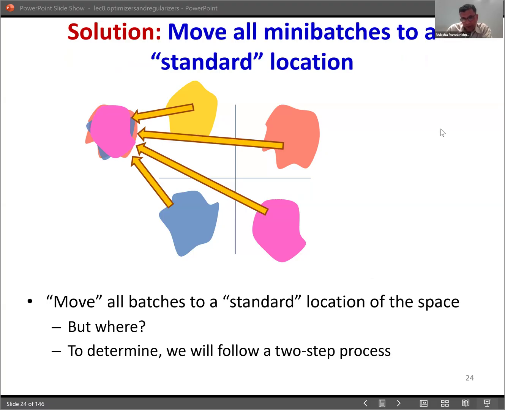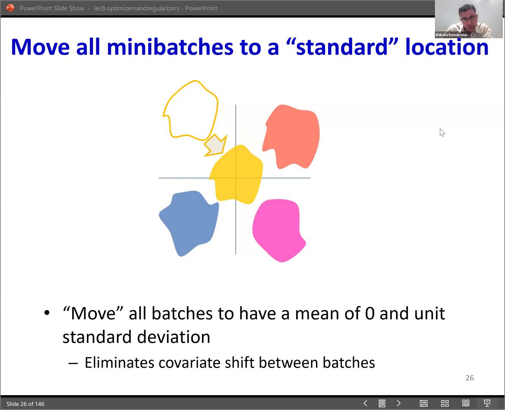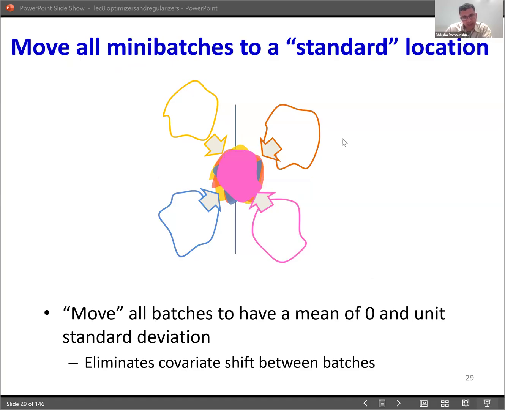So we're going to follow a two-step process. First, we're going to move every mini batch to the center of the space and normalize them so that they have the same mean and variance. How would one do this? How would one normalize a mini batch so that the mean of the mini batch is now 0 and the variance is 1? How would one do this? Anybody?